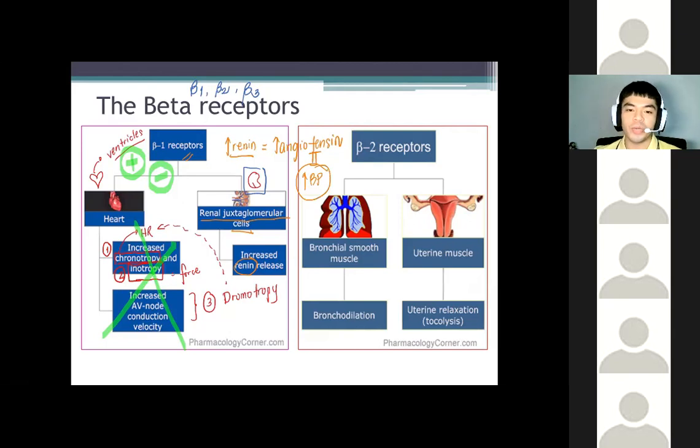Next, can we erase this part? Yes po. Okay, sige.